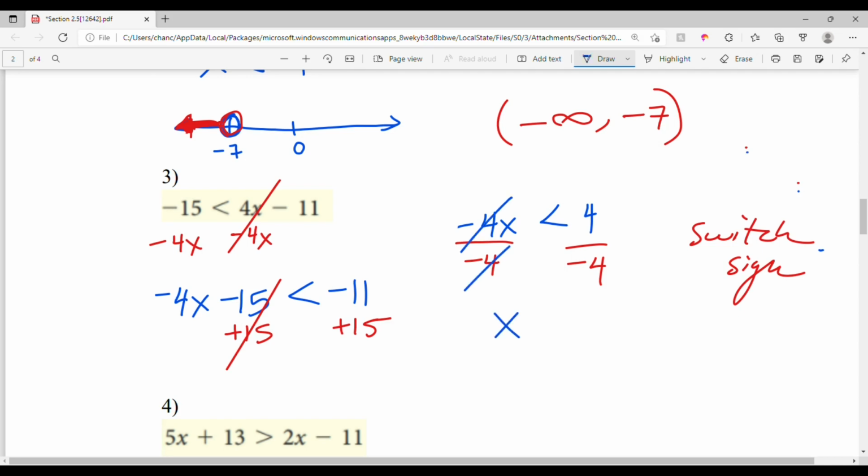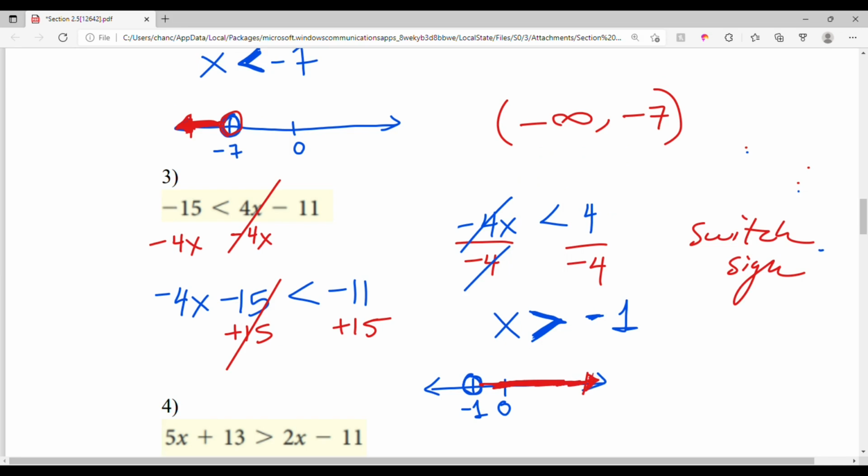Since we divided by a negative, we gotta switch the direction of the sign. So we're gonna switch it facing towards the right this time. The point is towards the right. 4 divided by negative 4 is negative 1. And so we can graph our interval. We have a negative 1 here on the left. It's an open circle, and we're going to have to shade towards the right.